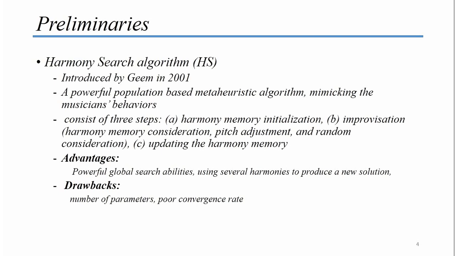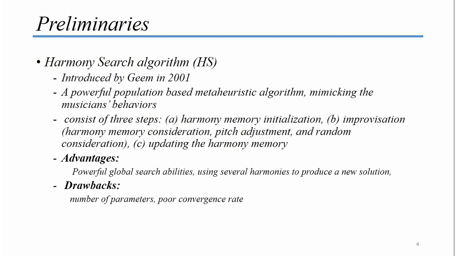Harmony search algorithm. This algorithm was introduced by Geem in 2001. Harmony search algorithm is a powerful population-based meta-heuristic algorithm that mimics the process of music improvisation. The harmony search algorithm consists of 3 steps: harmony memory initialization, improvisation, and updating the harmony memory. In harmony memory initialization step, the initial harmonies are produced randomly.